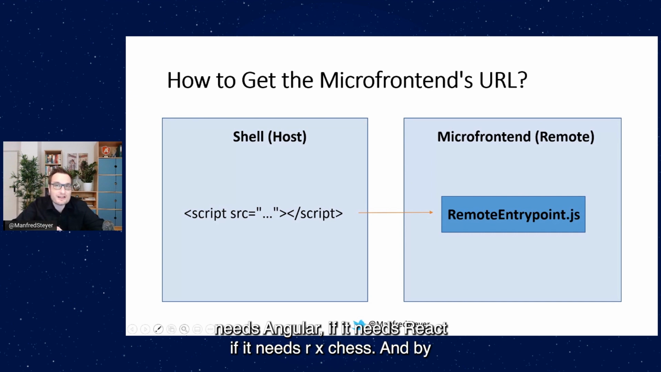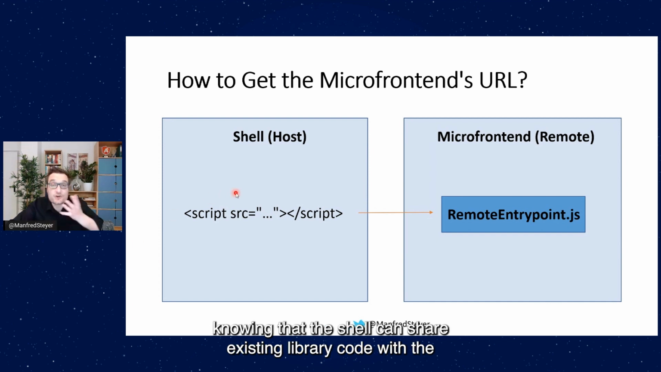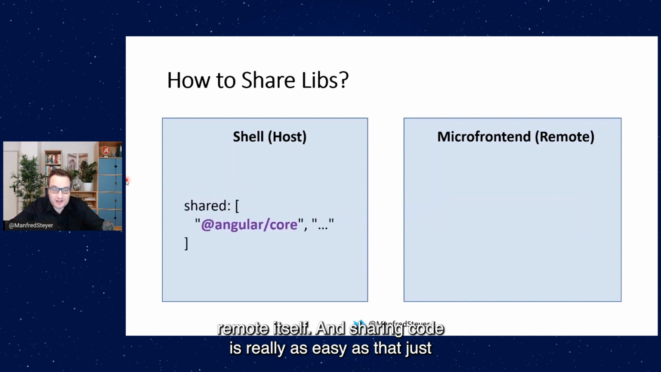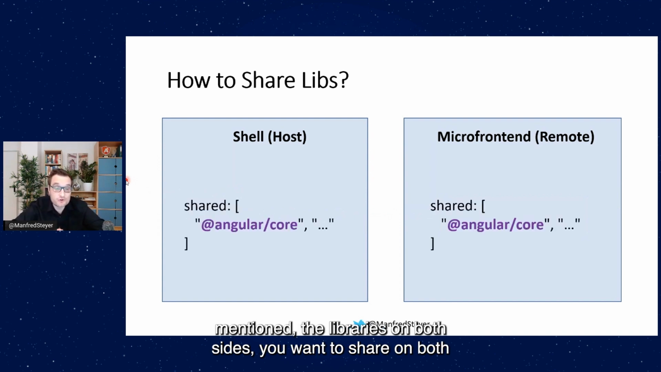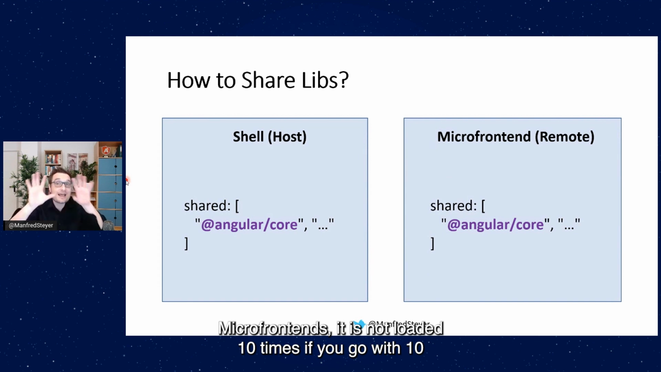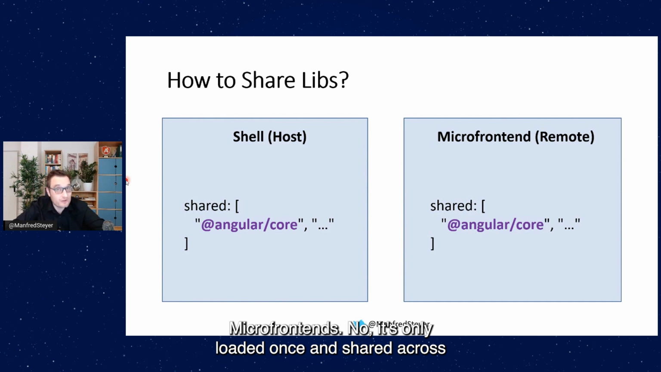If it needs Angular, if it needs React, if it needs react.js. And by knowing that, the shell can share existing library code with the remote itself. And sharing code is really as easy as that. Just mention the libraries on both sides you want to share, like Angular Core and Angular Core here. And this means that Angular Core is not loaded twice if you go with 2 micro frontends. It is not loaded 10 times if you go with 10 micro frontends. No, it's only loaded once and shared across all your frameworks, or across all your micro frontends, to say the least.